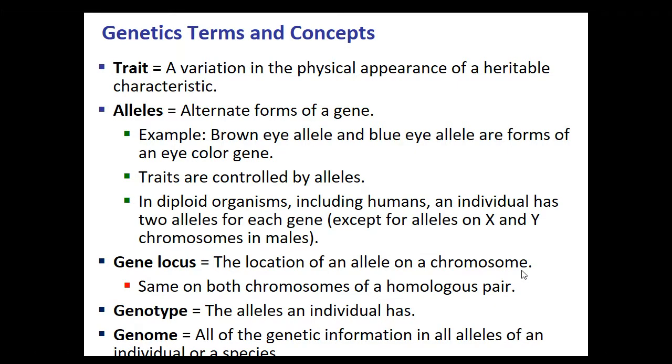This word genotype just means which alleles a person has. So we use a capital B for brown eyes and a little b for blue eyes. So if this is what you have, 1 big B and 1 little b, that's your genotype for eye color. If they were both big B's, that would be your genotype. And the word genome, that's just all of the genetic information in your cells. So which alleles you have for every kind of gene is your genome.